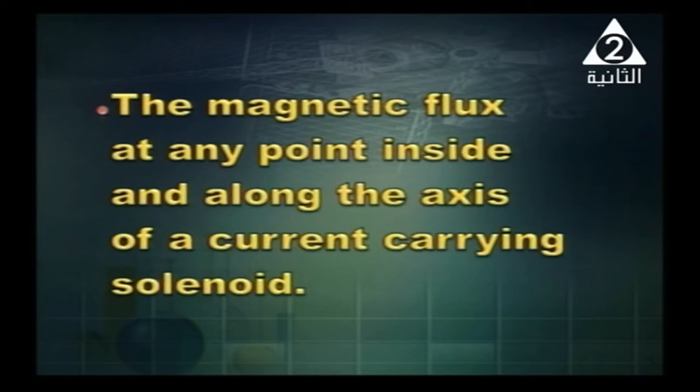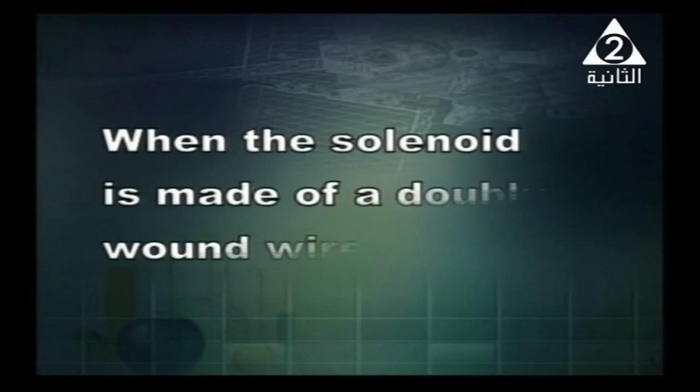When does the magnetic flux at any point inside and along the axis of a current carrying solenoid equal 0? This happens when the solenoid is made of a doubly wound wire.